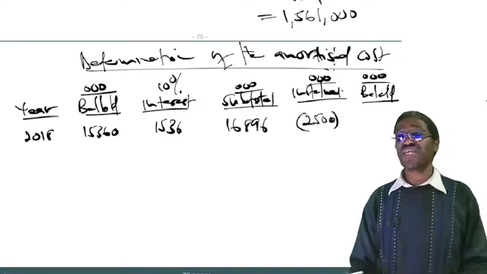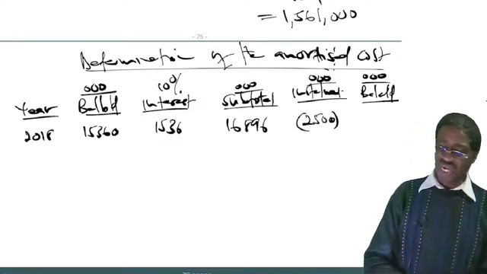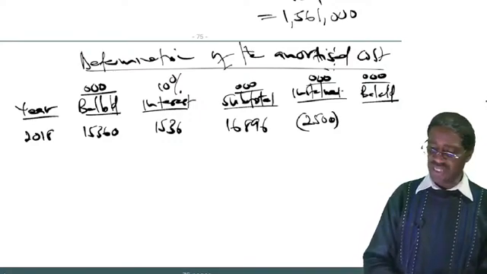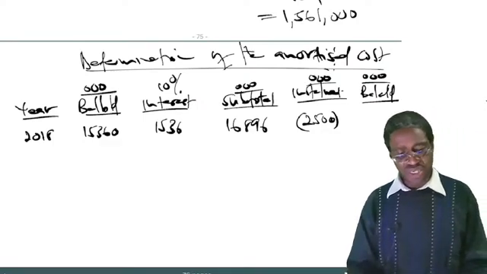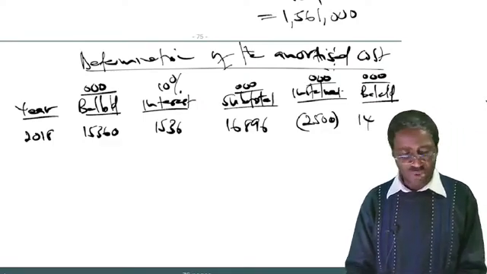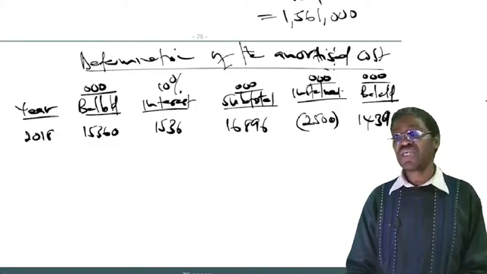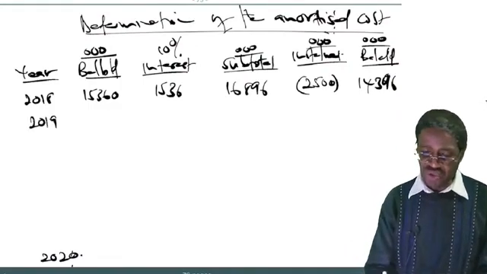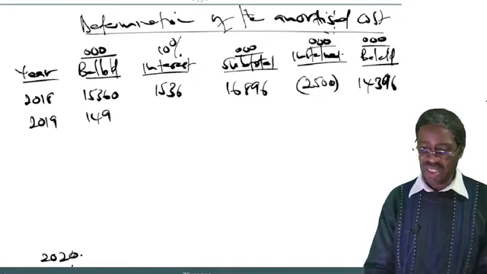So what are we carrying down as our liability by end of year 1? I take that 16,896 minus 2,500. That leaves me with a balance carried down of 14,396. That becomes the opening balance of year 2, 2019.